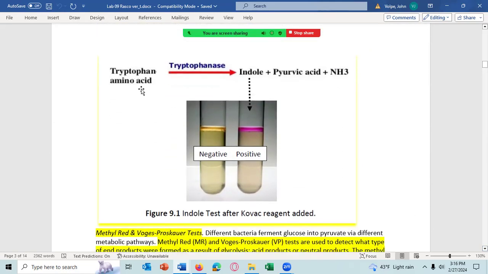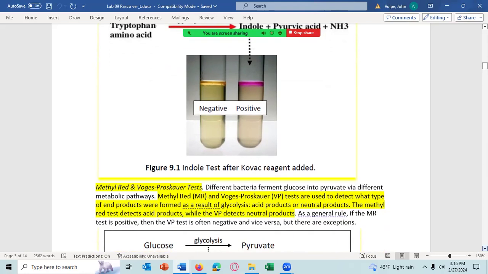So tryptophan, in the presence of the enzyme tryptophanase, makes indole, which when you add Kovacs reagent to it, it's supposed to be a cherry red color. And this photograph, I think, is off color. That looks more purple to me. It should be closer to a cherry red color. Any questions about the indole test? For a negative result, there's no change in color, and the Kovacs reagent will remain yellow.